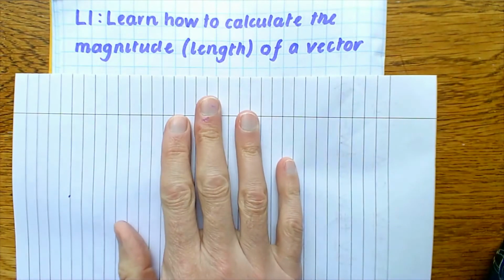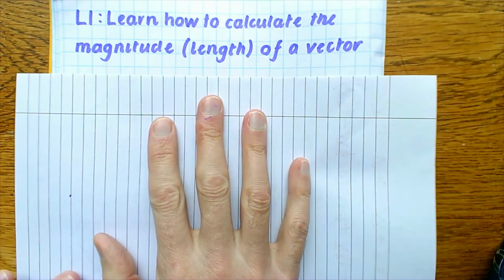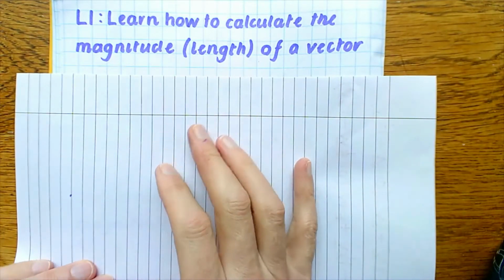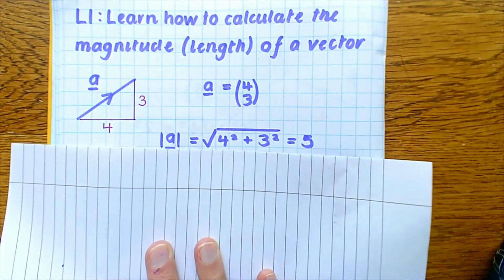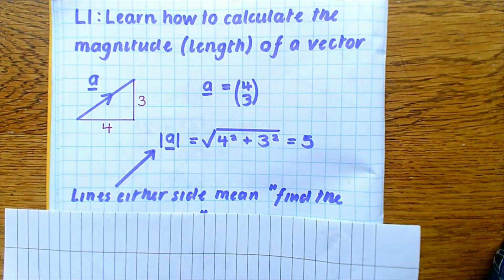Okay, I think we need to make a note about that. Learn how to calculate the magnitude (length) of a vector. And as always with notes, you can stop when you need to. So there we are, there's the first bit.